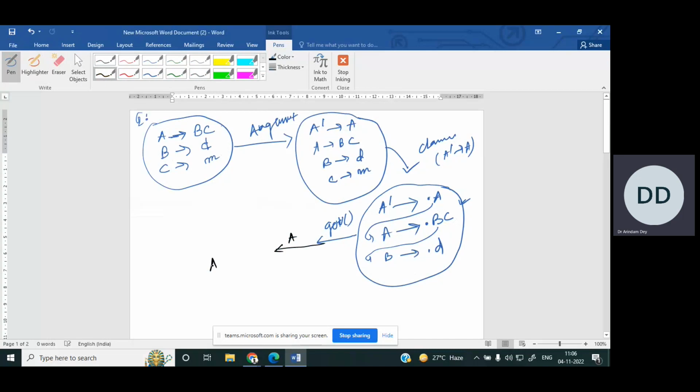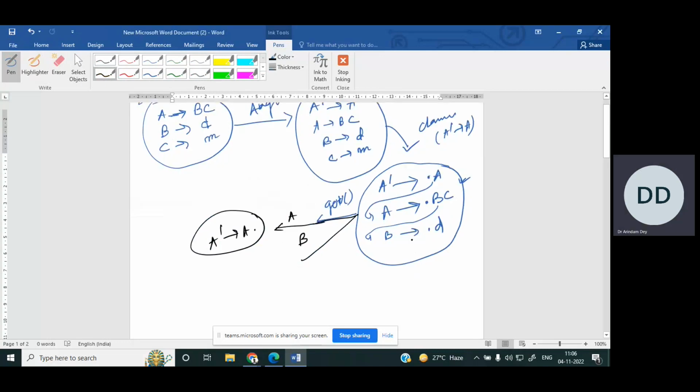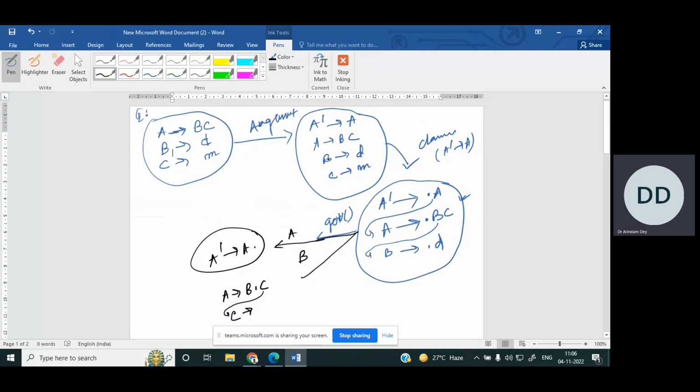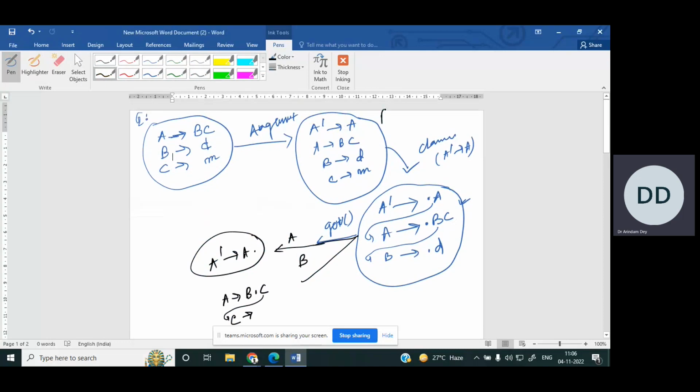So if we are performing the goto function, when we move over A, it will be A dash to A dot. This will be one state, the dot will be moving. Another will be moving over capital B. So it will be A to B dot C. And now see that capital C is a non-terminal, correct? And before that a dot operator is there. So C is to be expanded. So which expansion should I take? So we need to check the parent set. I said this is the parent set you should consider.